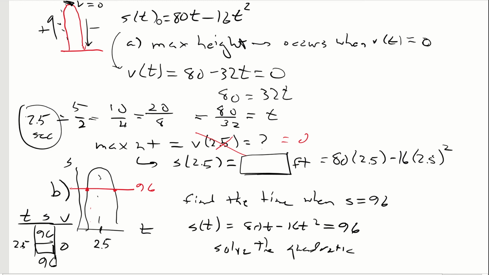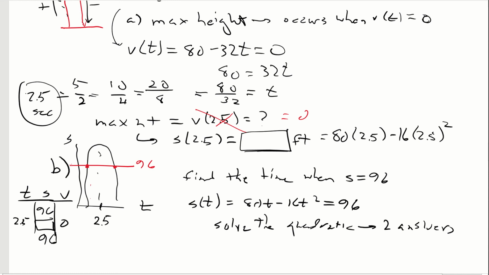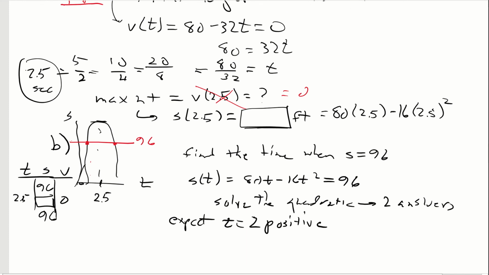You know what happens when you do that? Typically you get two answers, and I'm hoping you get two positive answers. You start at 0 time, let's say, and then somewhere along the line, before you reach the top, you hit 96 and then higher and then down. So guess what you can expect? You can expect from your solution, t is equal to 2 positive time values, and I'm sorry to cheat you. Next time I'll compute these and write out the answers for you.